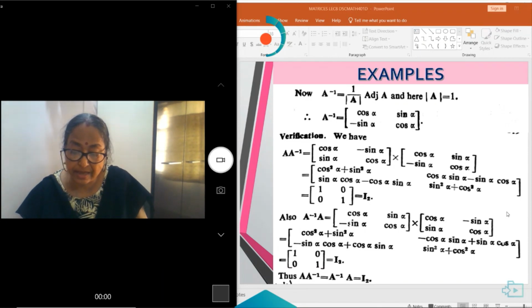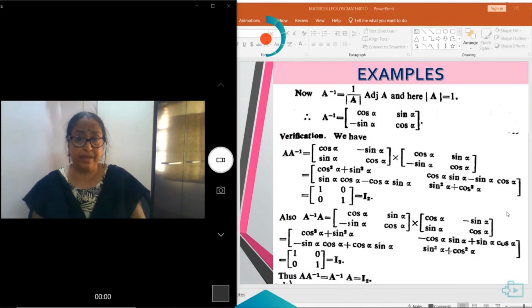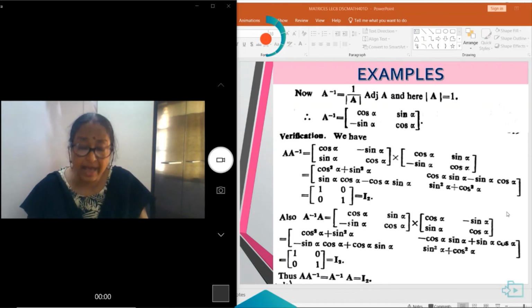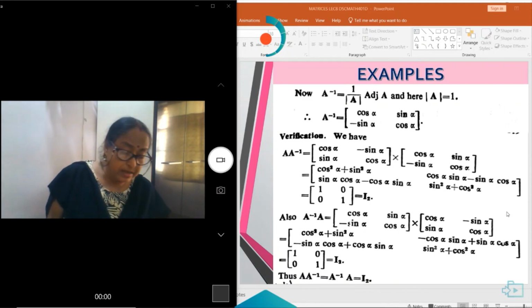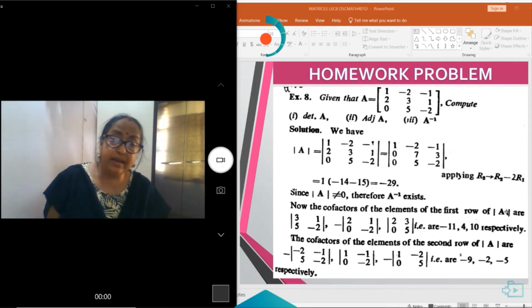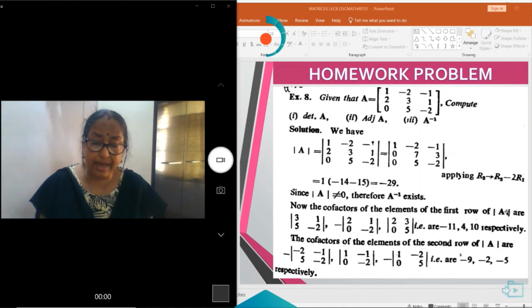So this is I2. Similarly, A inverse A is equal to I2. So A A inverse is equal to A inverse A is equal to I2. Hence, the verification is done. Similarly, you find example 8 as given on your screen.